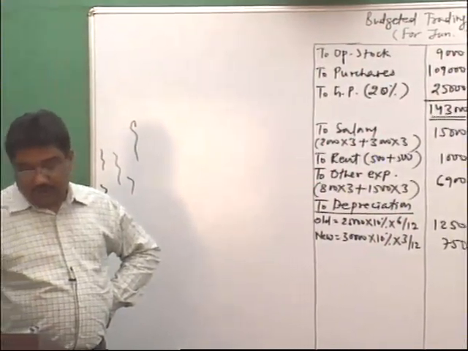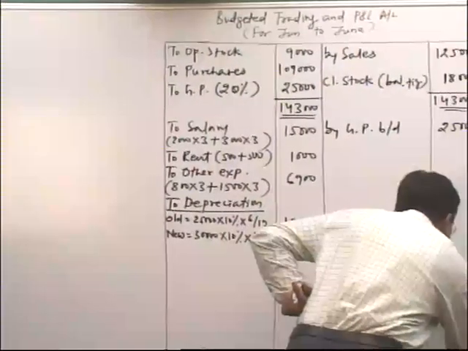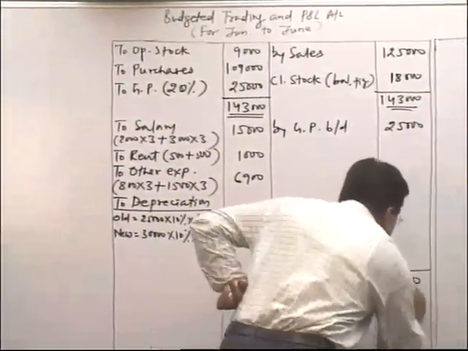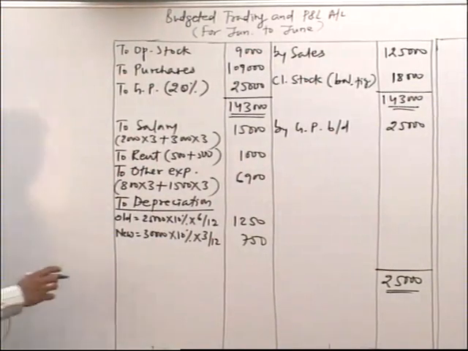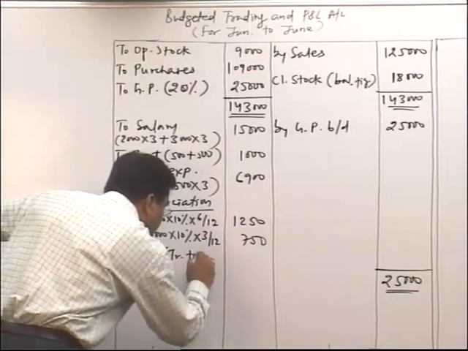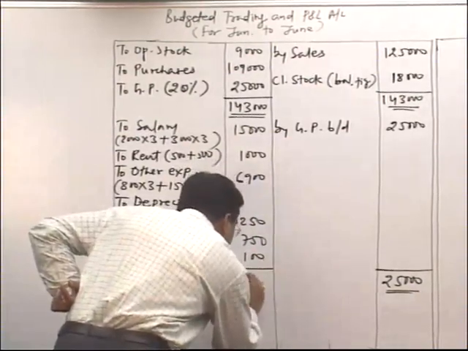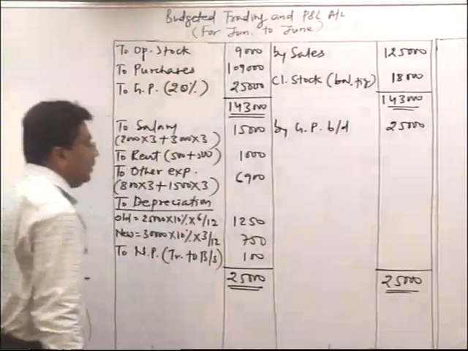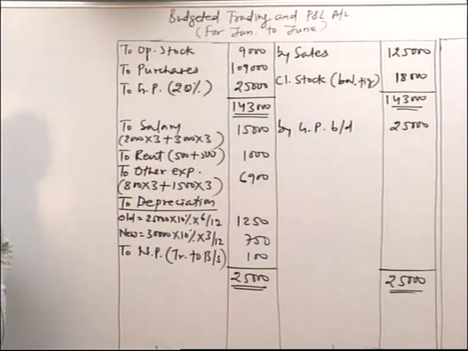Now all the expenses are debited. Now find out difference of both the sides. The difference is 100 rupees, so the net profit will be 100 rupees. To net profit, and it is transferred to balance sheet, 100. So by this we finish trading and profit and loss account. Now if there is any doubt, please ask me, otherwise we will switch over to preparation of balance sheet.